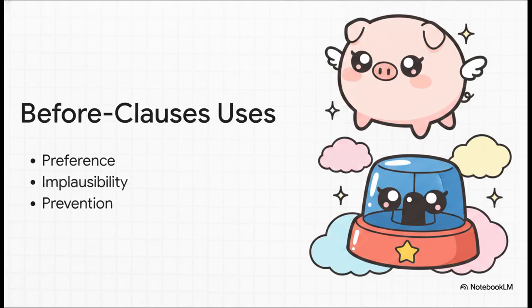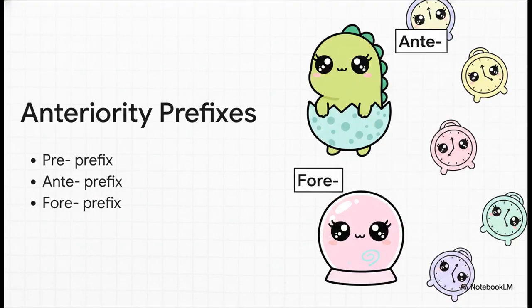This brilliantly lets us express preference, like he'll beg for food before he'll ask for money. It allows for deep implausibility, hence the classic idiom, pigs will fly before I agree to that, and it expertly expresses prevention, like go before I call the police. The temporal marker before is basically generating an alternate hypothetical timeline here. How cool is that? And anteriority isn't just about syntax and clauses, it's baked right into the morphology.